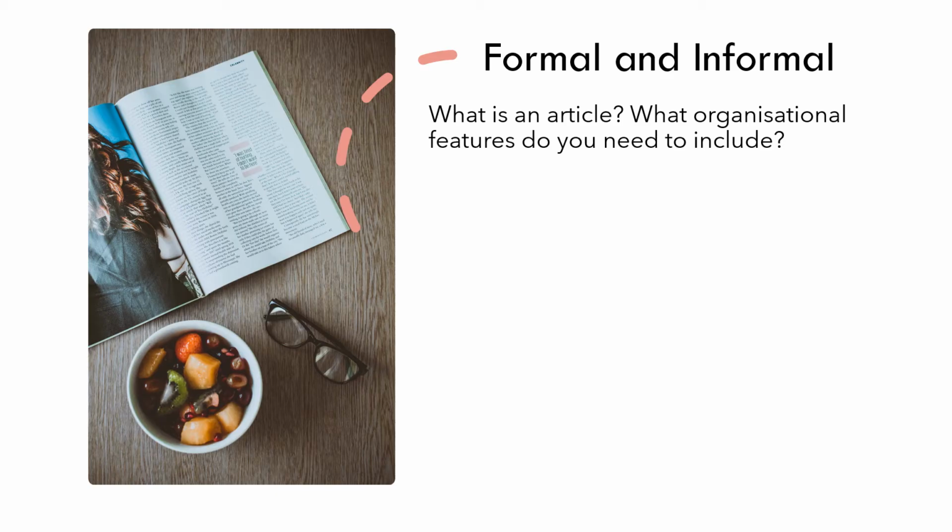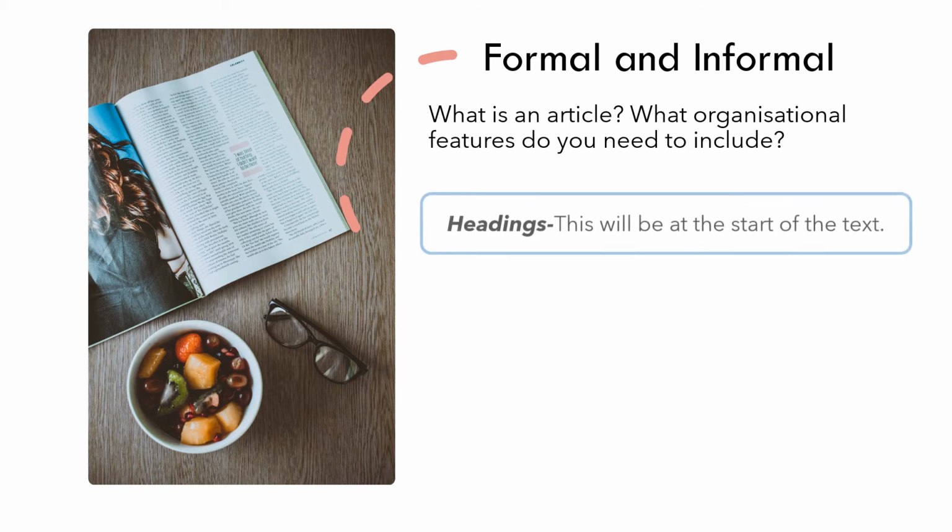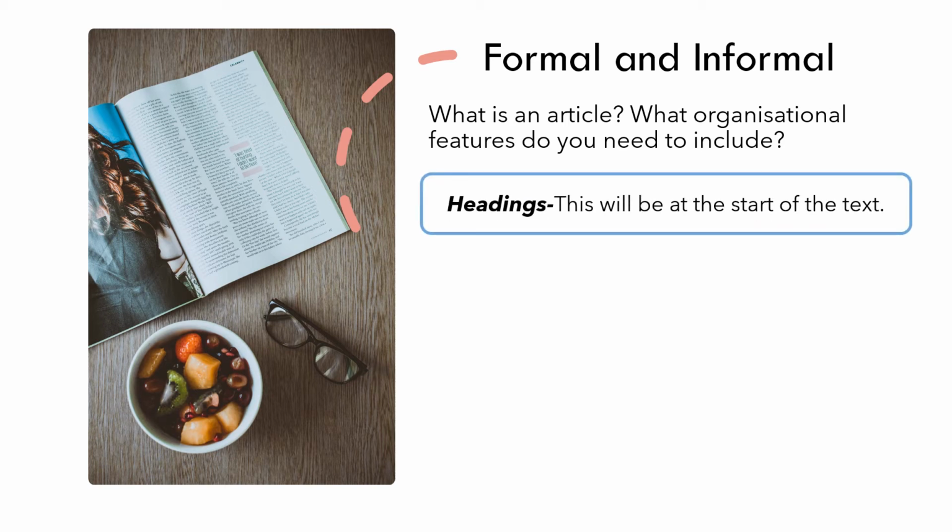What is an article and what organisational features do you need to include? So the first thing that you need to think about is the headings. So this will be at the start of the text. It's also called a headline as well. Now this doesn't need to be the very best phrased word or sentence in the world. It doesn't have to have loads of DAFOREST techniques in it, as long as it clearly states what it is that the rest of your writing is going to focus on.